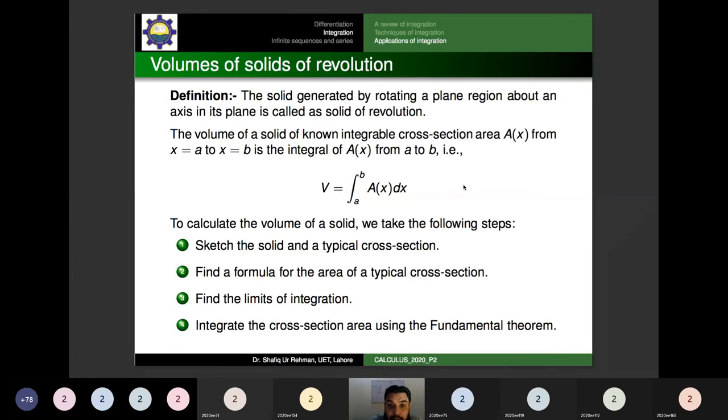We already got an idea about the area of a curve described by a definite integral. So again, we are looking for the applications of integration, but now in the form of volume. Volumes of solids of revolution. Before we move on, we define solid of revolution. We say that the solid generated by rotating a plane region about an axis in its plane is known as a solid of revolution.